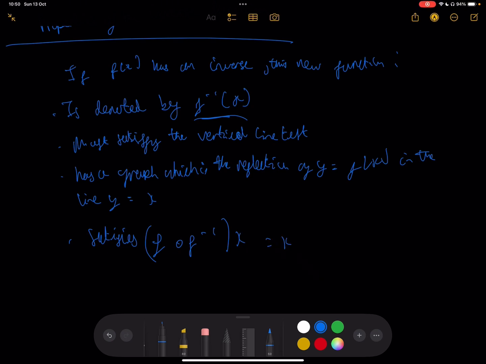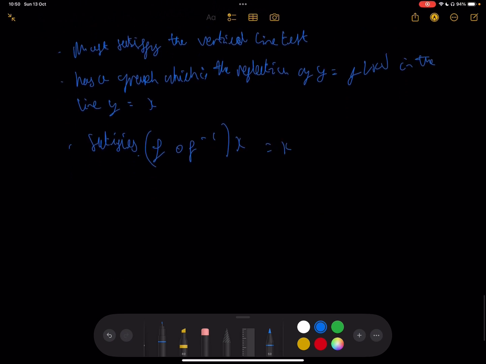Okay, so what does this mean? So wait, we should write both. Okay, so this notation here just means f following f of the minus 1x. So what would this look like? So it's f following f minus 1x. They have equivalent forms.